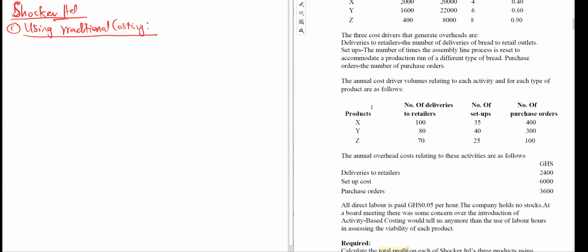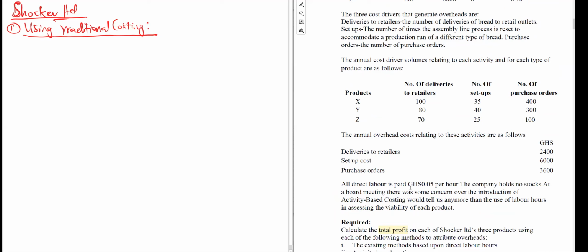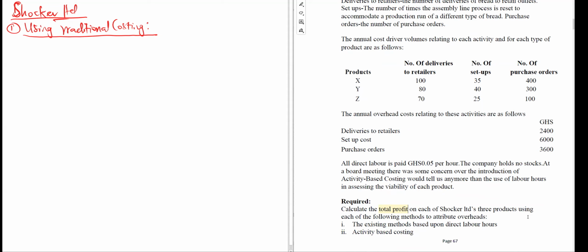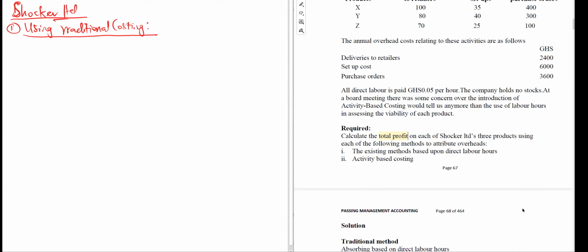So should I read that one? So the annual overhead cost relating to activity are as follows. Delivery, you can see all that. So start from here. All direct labor is paid 0.05 Ghana cedis per hour. The company holds no stocks. At a board meeting, there was some concern over the introduction of activity-based costing, and whether it will tell us any more than the use of labor hours in assessing the viability of each product.